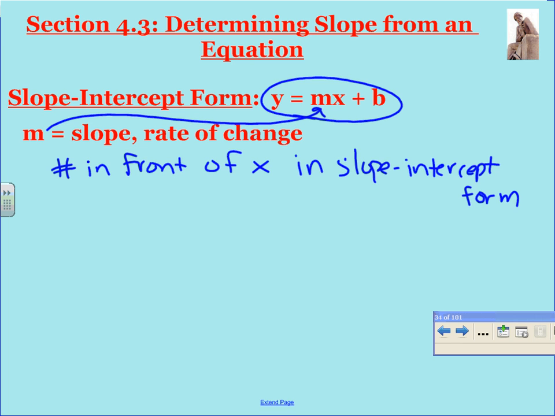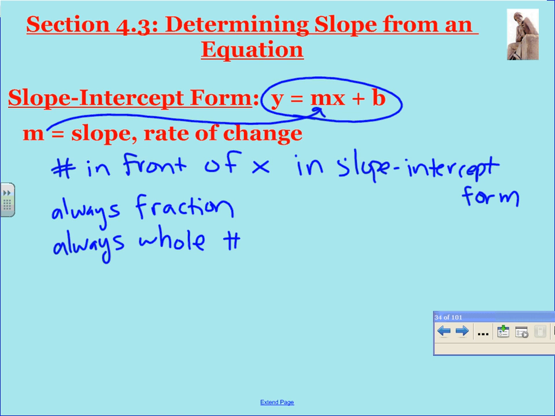Slope is always going to be a simplified fraction. So slope is always a fraction, or of course, if it's not a fraction, it's a whole number. So it's always a fraction or a whole number. So again, slope is always m. It's always the number in front of x in slope-intercept form. It must be a simplified fraction or a whole number.